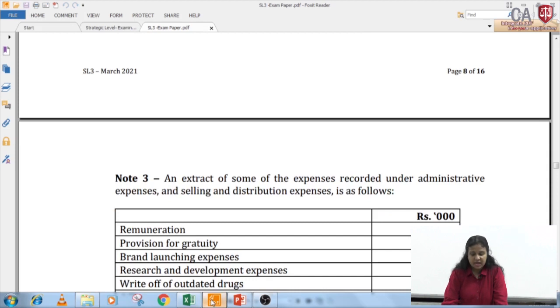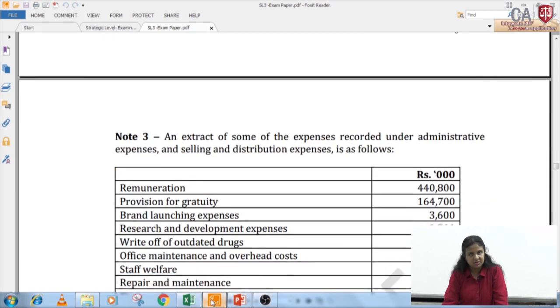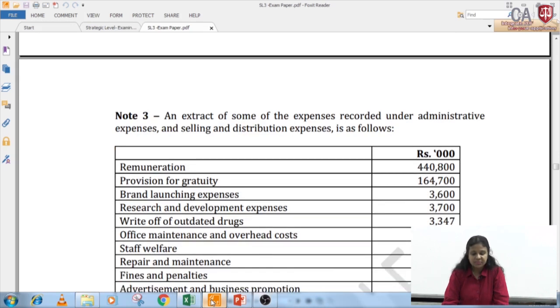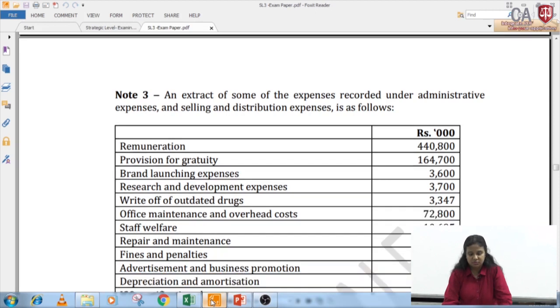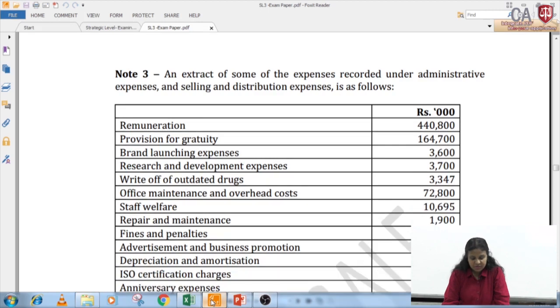Then note 3, an extract of some of the expenses recorded under administrative expenses and selling and distribution expenses is as follows. Remuneration, it's normally incurred for the production of income. Then provision for gratuity, it is a provision, normally disallowed. Brand launching expenses, we don't know, we need further information. R&D, we need further information. Write-off of outdated drugs, write-off of inventory, it is an allowable deduction under section 11.